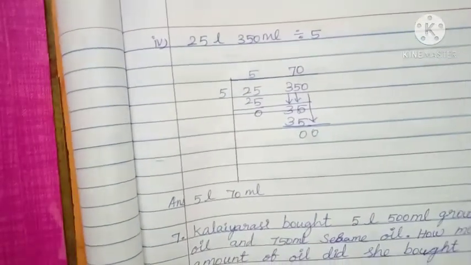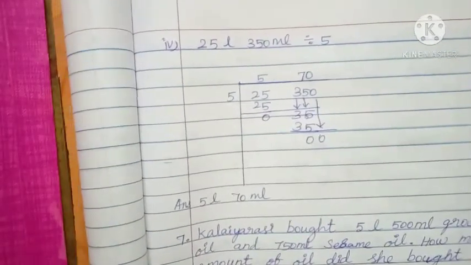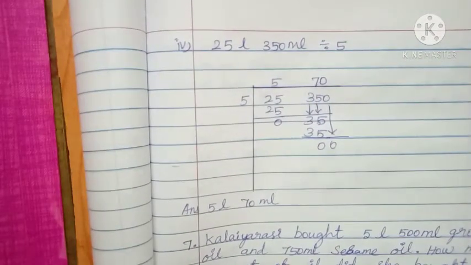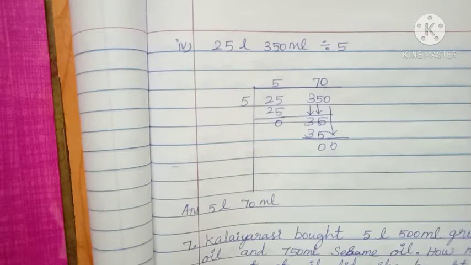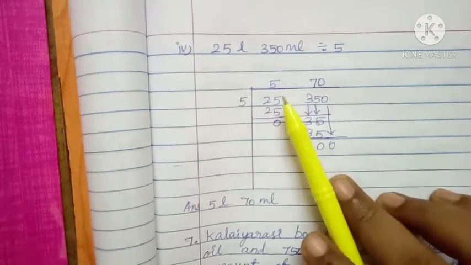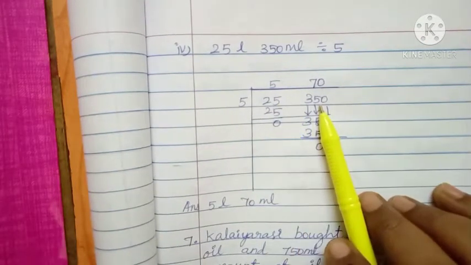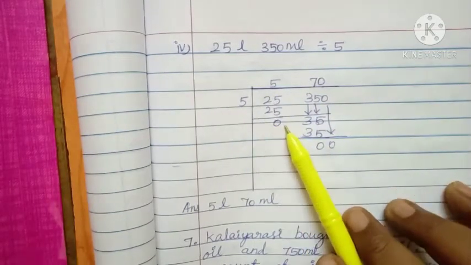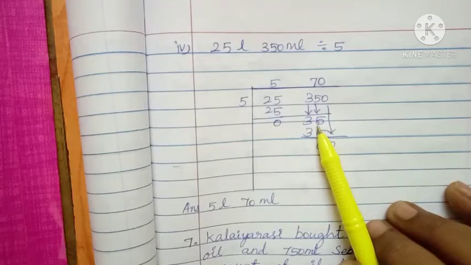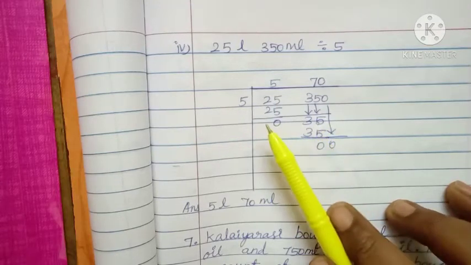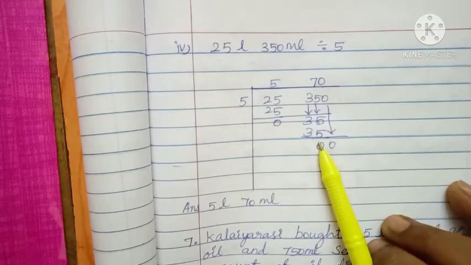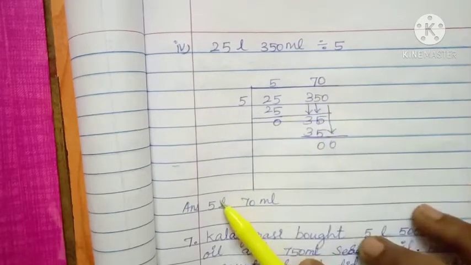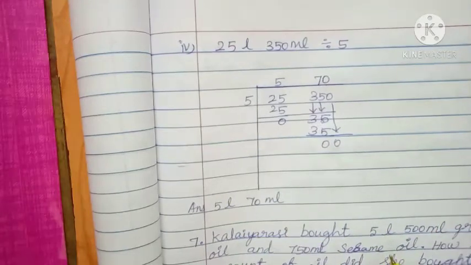Then the fourth sum, division. Easy to do, children. You practice again and again, then only you get the correct answer in division and multiplication. So here 25 liter 350 milliliter divided by 5. So 5 5s are 25. 0. 35 is taken out and written down. 7 5s are 35. So 0. Here 1 0. So added for the quotient. So 5 liter and 70 milliliter.